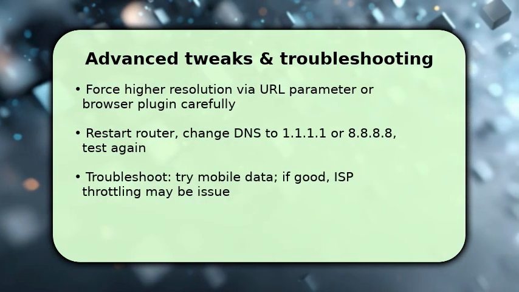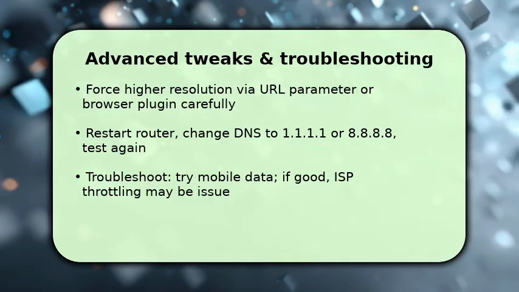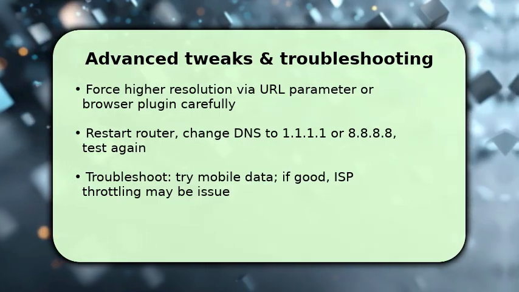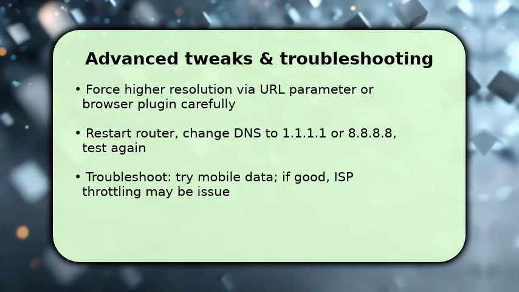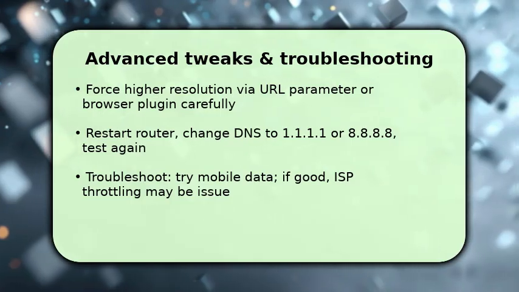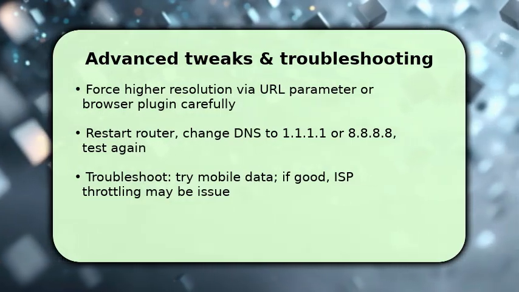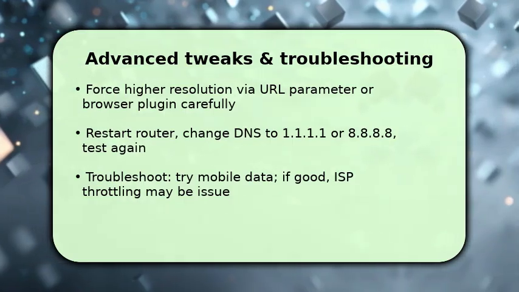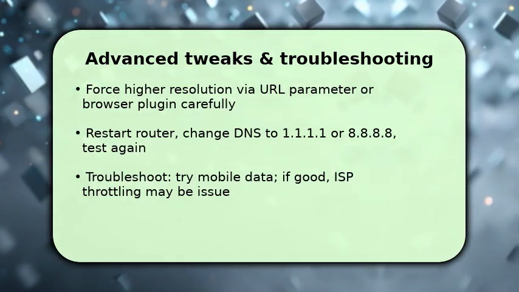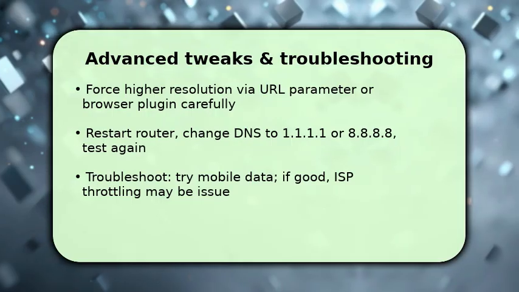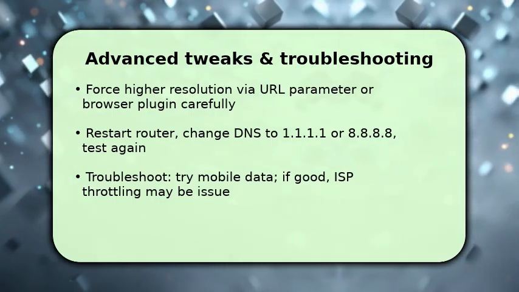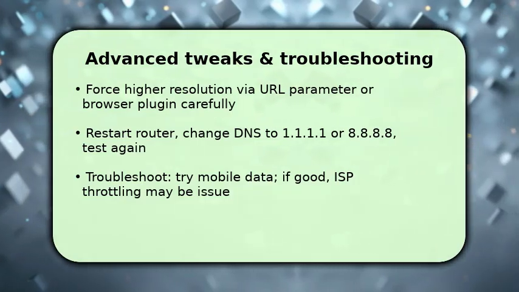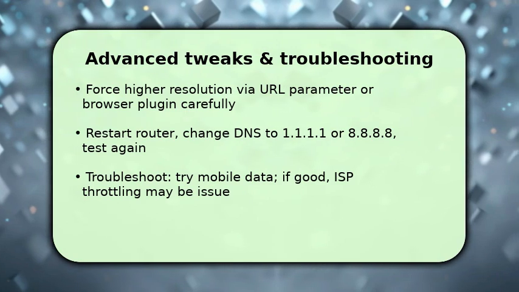Finally, apply advanced fixes and verify results. You can force a higher resolution with a URL parameter or trusted extension, but use this sparingly because it may stall playback. Restart your router and switch DNS to 1.1.1.1 or 8.8.8.8 to improve resolution lookups and throughput. Once done, test playback again. If mobile data yields better quality than your home network, suspect ISP shaping. If nothing works, reboot the device and contact support with the exact tests you ran.